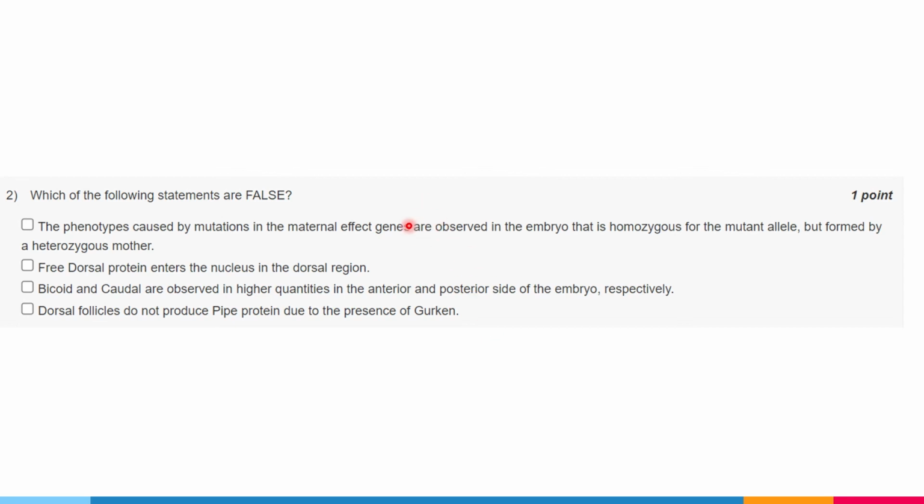So I would probably discuss maternal effect genes in the next slide. These three parts are what we have already seen. So this is more than one option correct. We can tick using our previous knowledge right here. So free dorsal protein enters the nucleus in the dorsal region, is it correct or false? Bicoid and caudal are observed in higher quantities in the anterior and posterior side of the embryo respectively, and dorsal follicle cells do not produce spike protein due to presence of gherkin. So which of the following are false? Will anyone try and answer this?